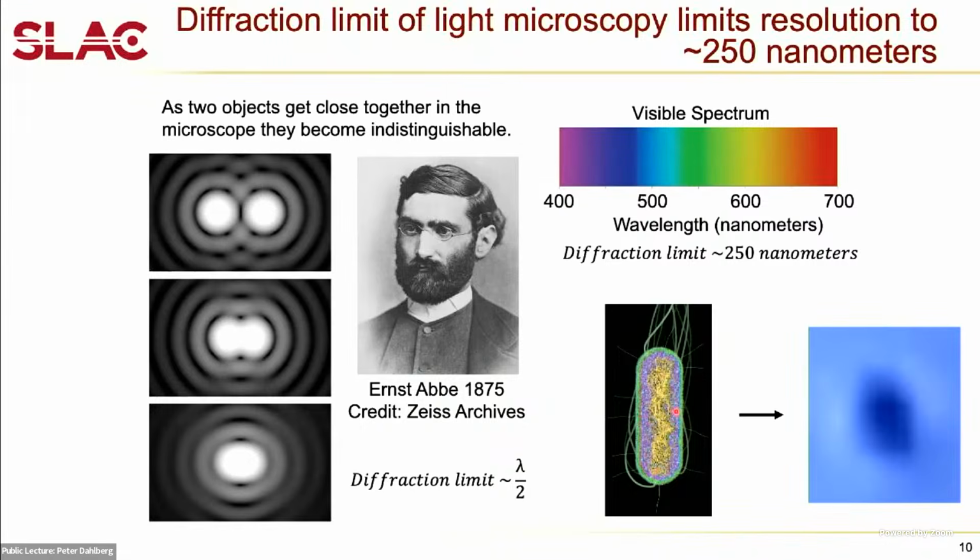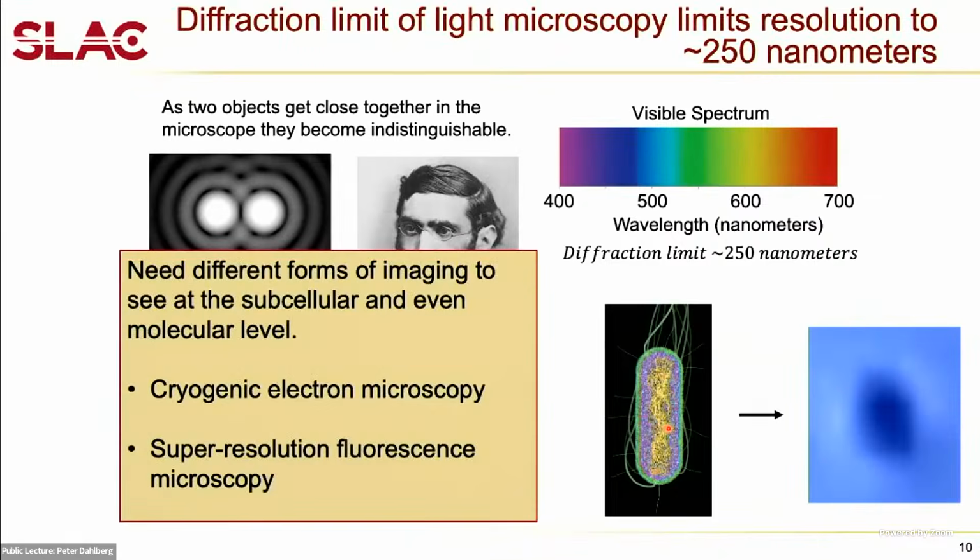So if we want to understand how these different biomolecules are interacting and working, we really need to employ some new microscopy methods that go beyond this resolution limit of 250 or so nanometers. So that's really the motivation for our work in cryogenic electron microscopy and super resolution fluorescence microscopy, which I'll talk more about in just a second, beginning with cryogenic electron microscopy.